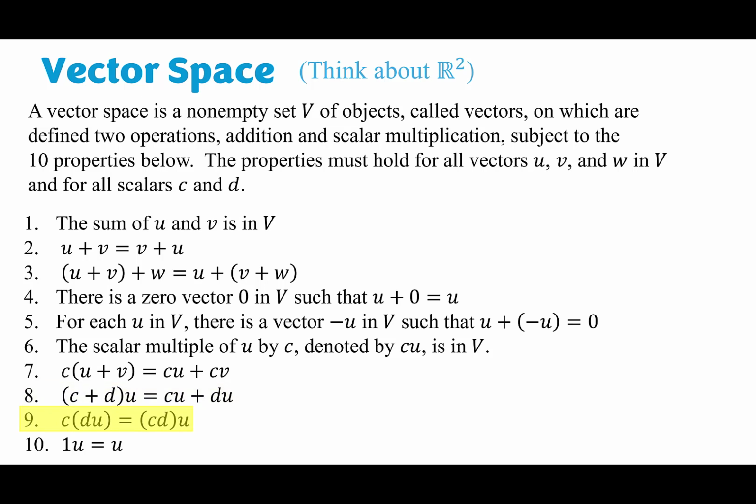The ninth property, if you first have a scalar multiple d times u and then later scale it by c, that's the same as if you just take your two scalar multiples, multiply them together first, and multiply by your vector u. And lastly, the scalar multiple 1 times u is still u. Right, so that's also a very trivial one.